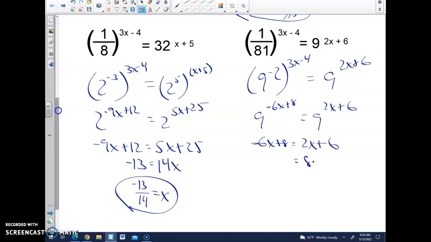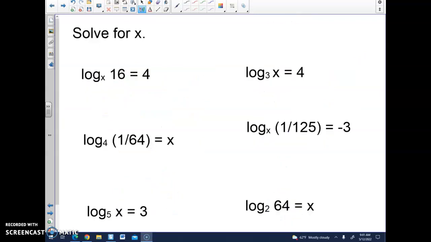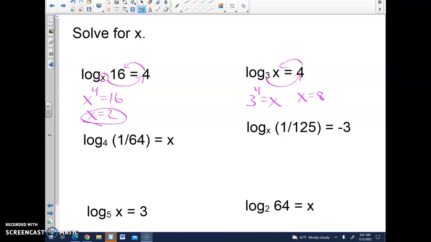I add 6x, I get 8x. I subtract 6, I get 2. And I get 2/8 equals x. I'm going to go with 1/4 as my answer. All right? But what we need to recognize is this raised to this equals this. So it's x to the 4th equals 16. What raised to the 4th is 16? 2. 3 to the 4th gets us to the x. 3 to the 4th equals x. My x equals 81.